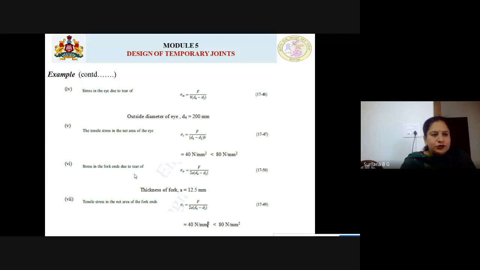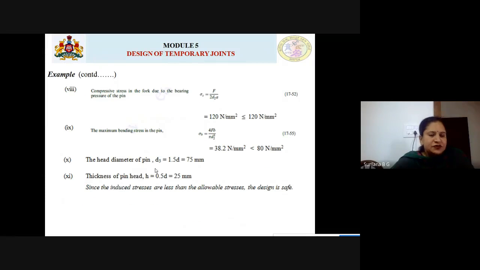Okay. Now using equation 17.52, we find out the compressive stress in the fork due to bearing pressure of the pin. Okay. So here, if the compressive stress is less than or equal to the crushing stress, the maximum allowable crushing stress, the design is safe. Okay. Then we find out the head diameter of the pin, D3, which is 1.5 times the diameter of the rod. Then we find out the thickness of the pin head, H, which is normally 0.5 times the diameter of the rod.